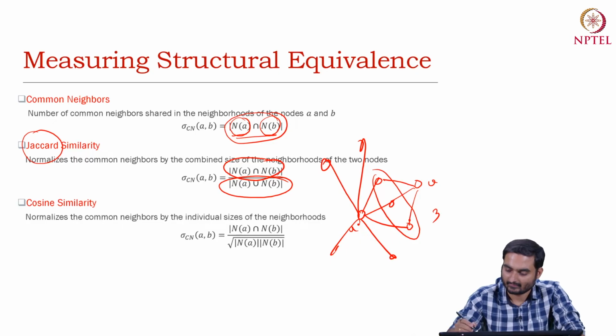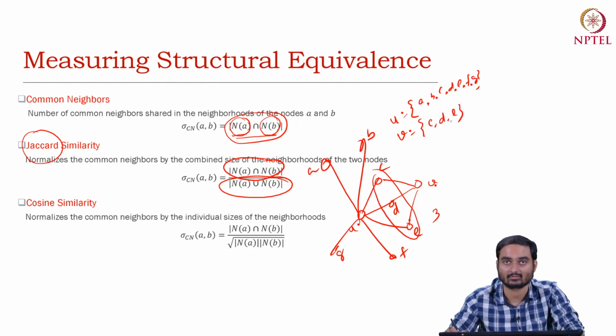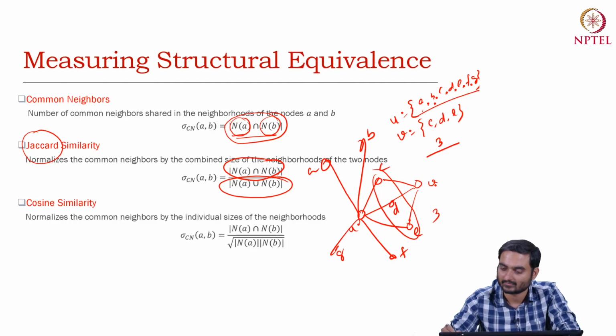right? Say node U has A, B, C, D, E, F, and G as neighbors, and node V has C, D, E. So what's the size of the intersection? Intersection size would be 3. And what's the union size? Remember, in a union, it's not a multi-set. In the union, we'll remove the duplicates. So the size of the union would be 1, 2, 3, 4, 5, 6, 7.